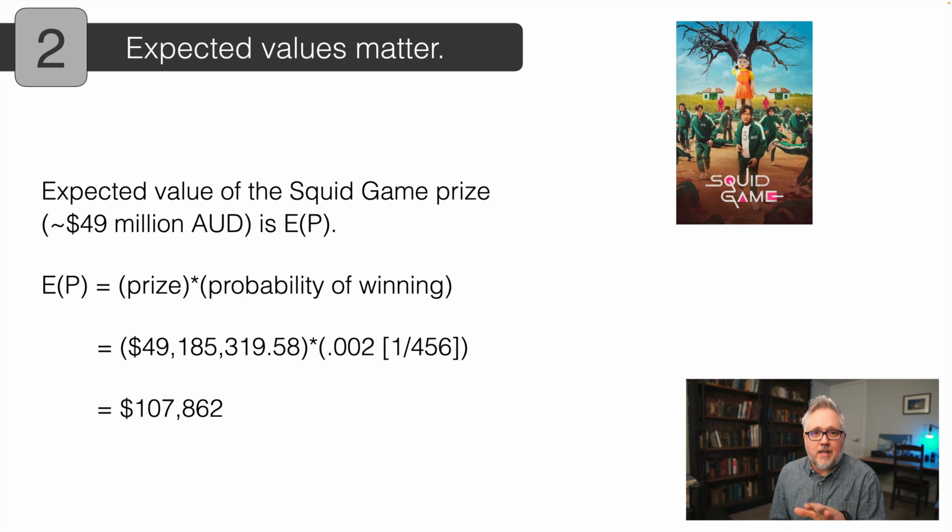But for the Squid Game prize, I don't want to give anything away, but the Squid Game prize is, I think it's 460 billion won, which equals to about 49 million Australian dollars. That's the expected prize. The expected value is something different. That is the prize times the probability of winning. So you have that prize times the probability of winning, which is 1 out of 456 players, equals an expected value of $107,862, which is substantially less than the $45 million. And you also have to think about what the other potential costs involved with engaging in a particular activity is, especially with this kind of example.